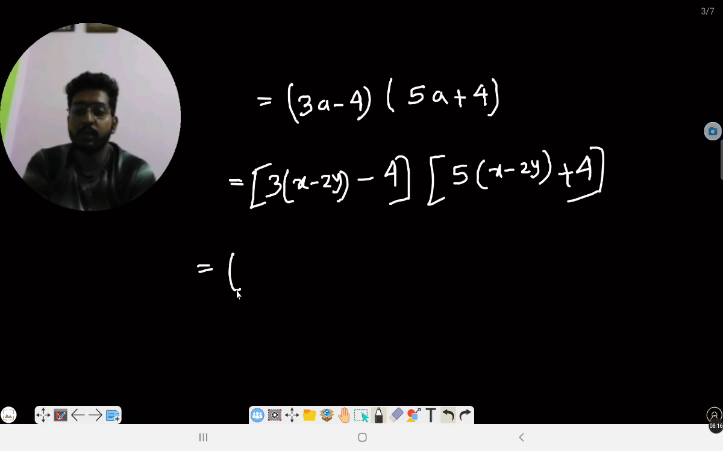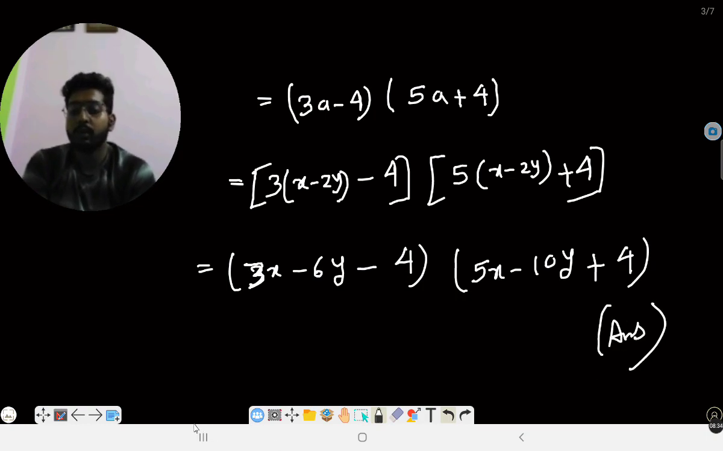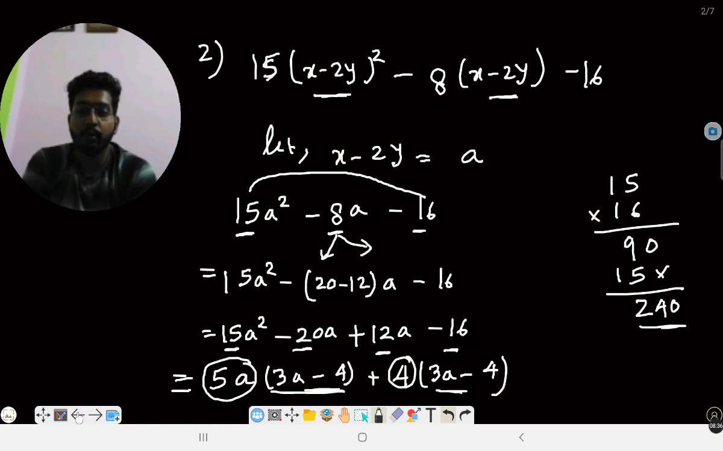If I multiply this one, that will be 3x minus 6y minus 4. And if I multiply 5, that will be 5x minus 10y plus 4. So that will be the factorization. This is a very interesting problem. You should solve that one.